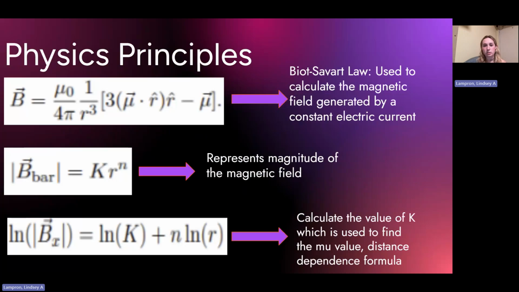Firstly, the Biot-Savart law is used to calculate the magnetic field generated by constant electric current, and this is the specific one that we're using for our dipole. And then these two equations right here are both distance dependence formulas. This first one represents the magnitude of the magnetic field, and the second one is used to calculate the value of K, which is used to find the mu value.